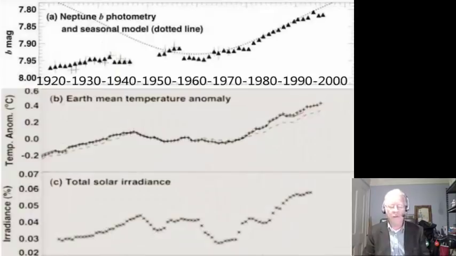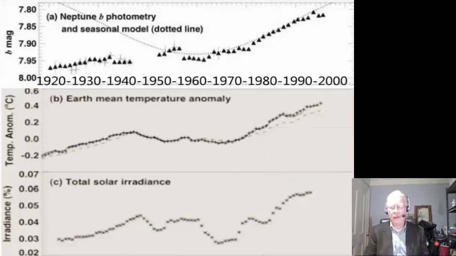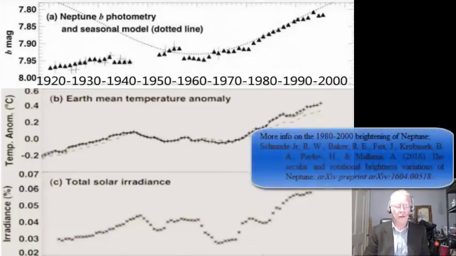I may as well throw this into the mix as well. This is work on Neptune by Sromovsky, 2003. What it shows is the period of 1915 to 2000, how Neptune has brightened over that period. It's because of solar activity.